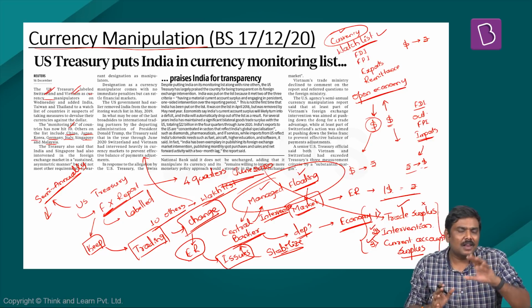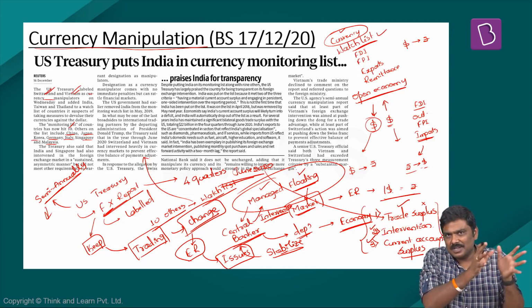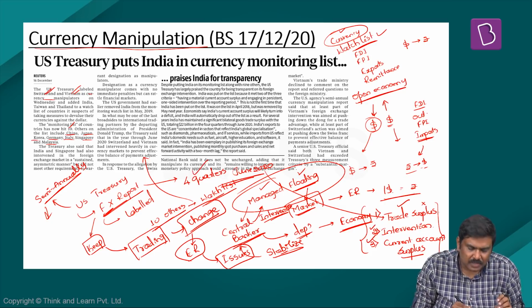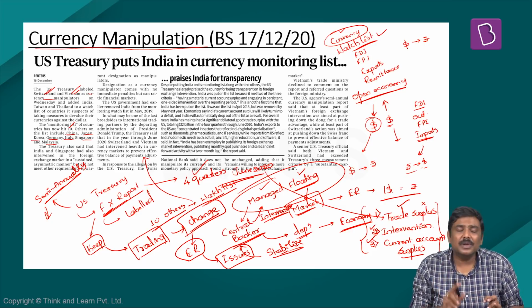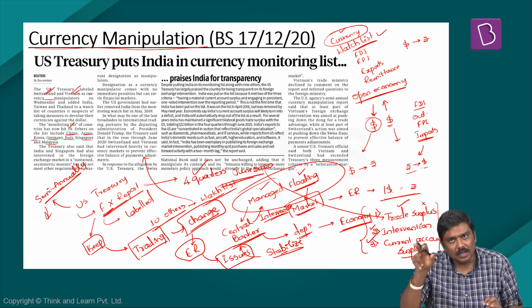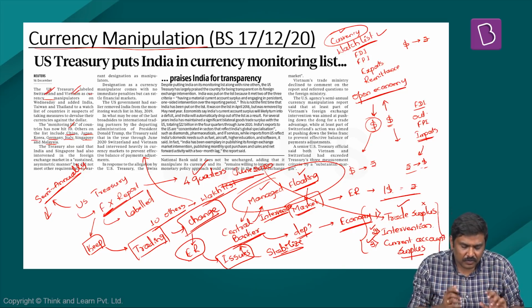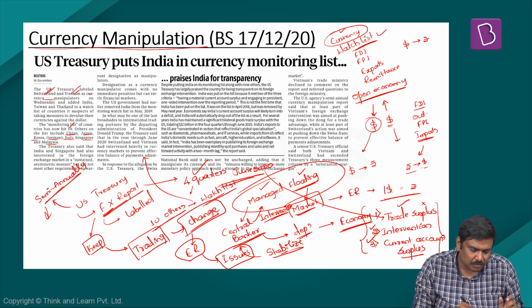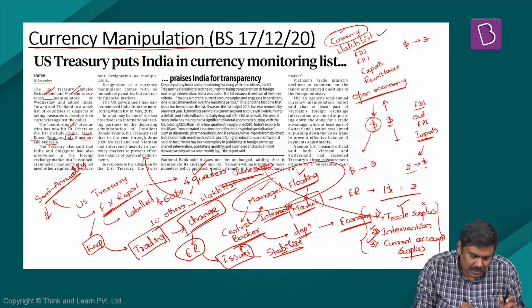In case of India, in the last couple of months, especially in the 4 quarters which were considered by US Treasury, there has been continuous intervention of the central banker in the forex market, as a result of which the central banker has amassed more than $60 billion.